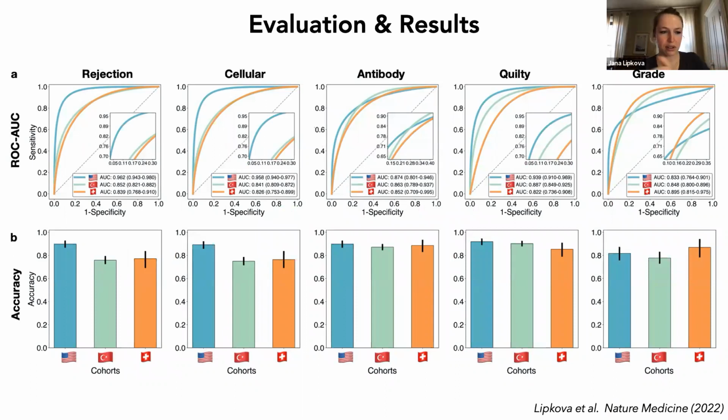Here we're looking at the performance and the shifts. The first row shows AUC for each specific task. The second row is accuracy. In blue is the performance on the internal cohort, and orange and green are the external cohorts. For rejection detection, the model reached AUC over 90, and it's very similar for the other tasks. But if you look at the generalization to the external cohorts, of course, there is a drop in performance.